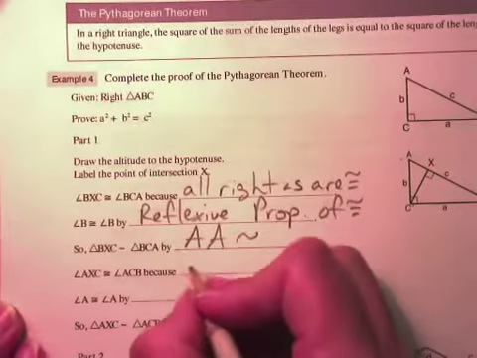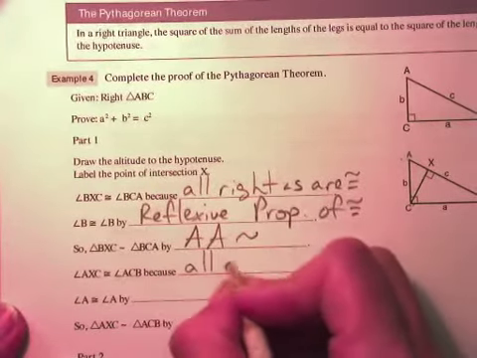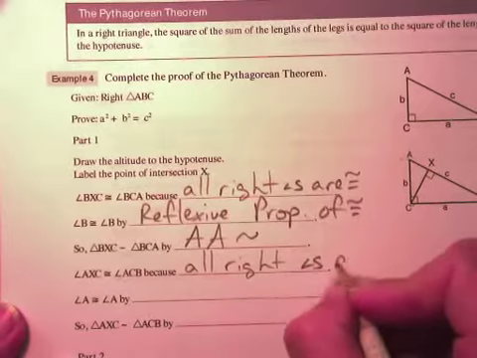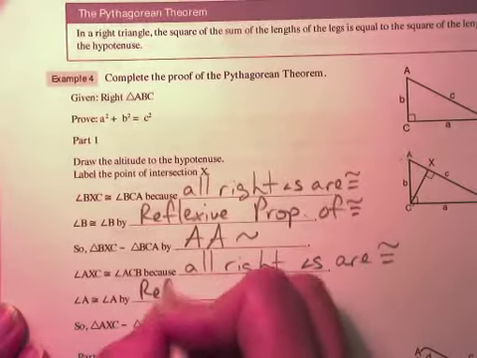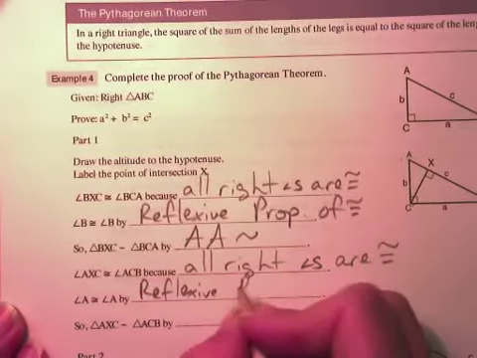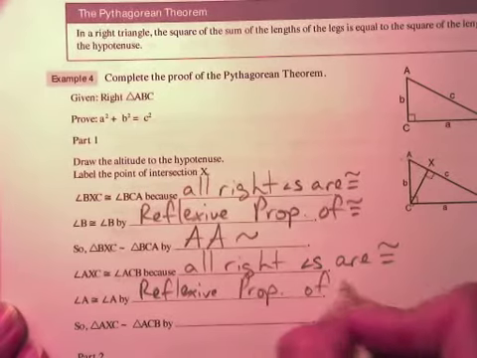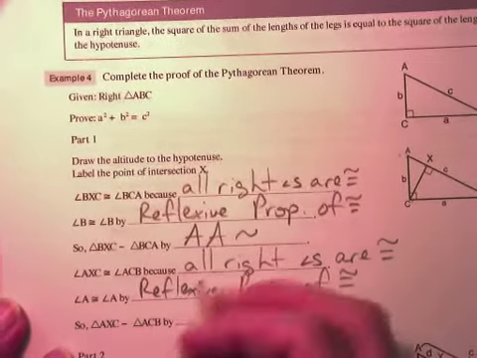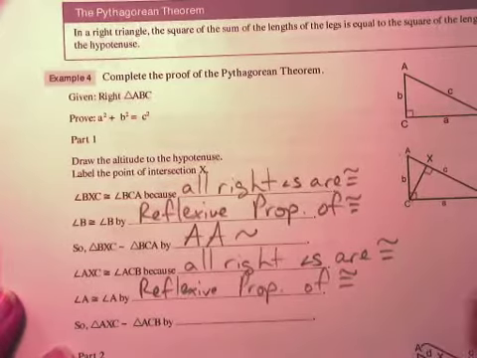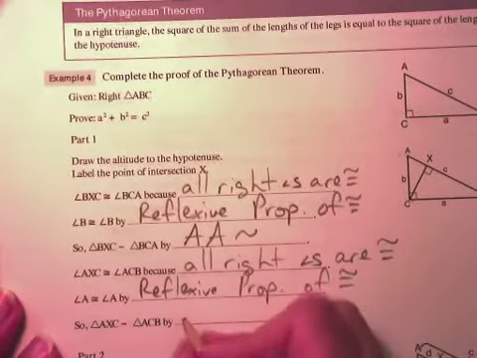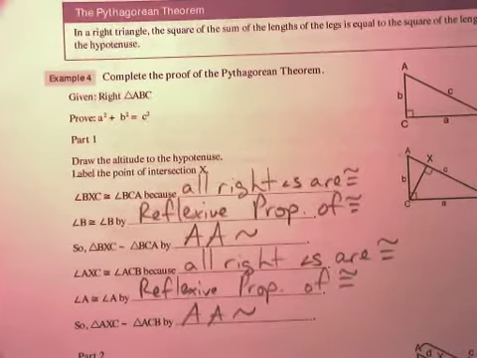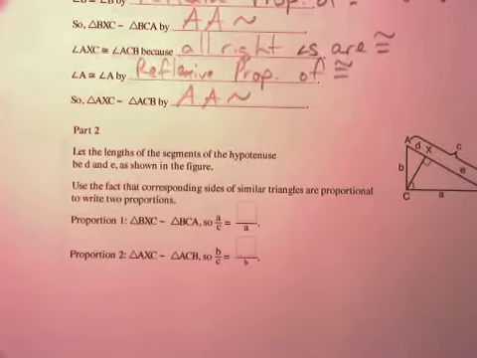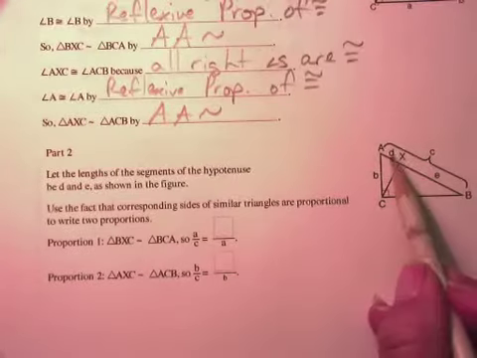Angle AXC is congruent to angle ACB because all right angles are congruent. Angle A is congruent to angle A, also by reflexive property. And so those triangles, AXC and ACB, are similar by angle-angle similarity.